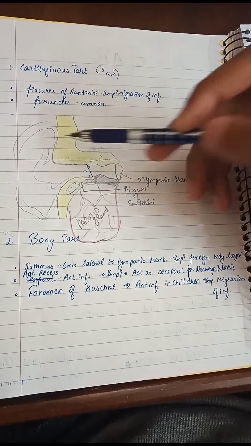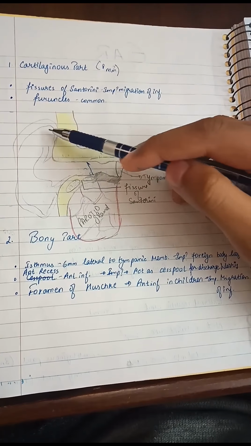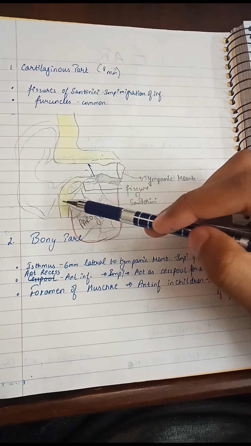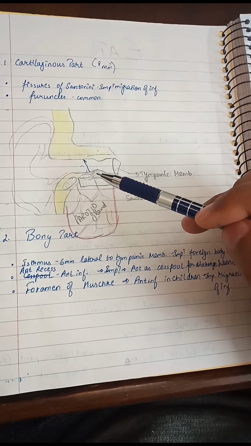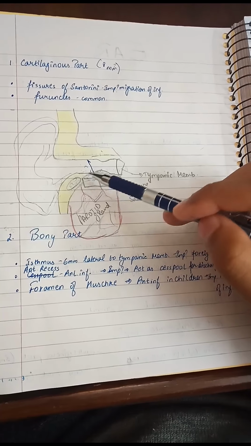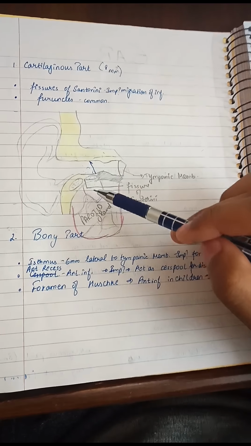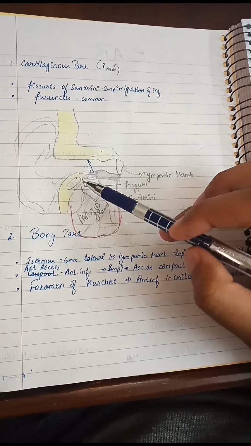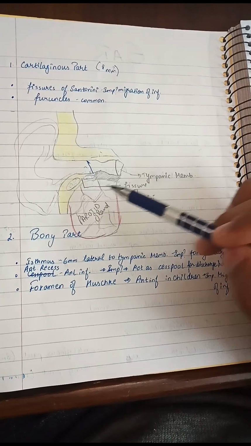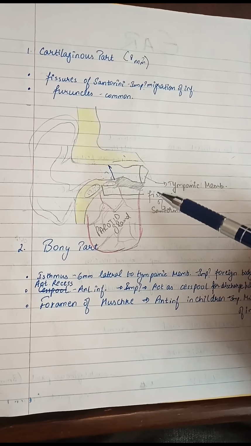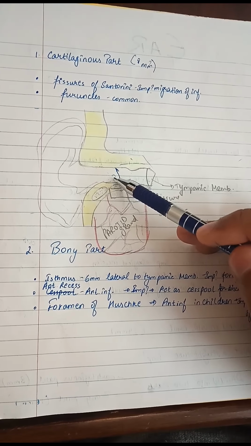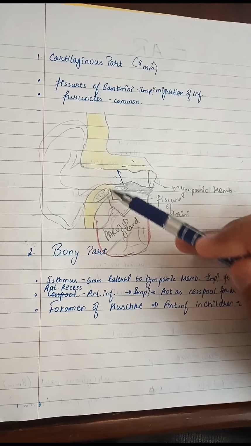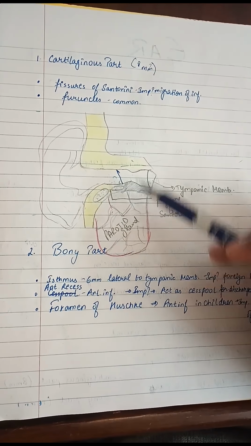Talking about the cartilaginous part, it is nothing but a continuation of the cartilaginous structure of the pinna. It continues into the outer one third of the external acoustic meatus and leads to formation of the cartilaginous part. There are 2 points where the cartilaginous part is deficient, called the fissures of Santorini. The clinical importance is that, due to these fissures, the infection of the external acoustic meatus can migrate to the surrounding area.